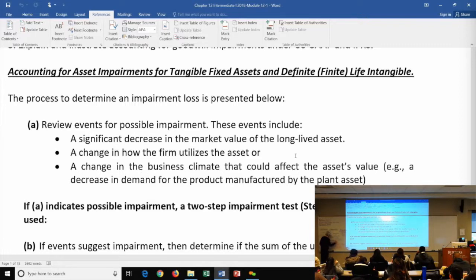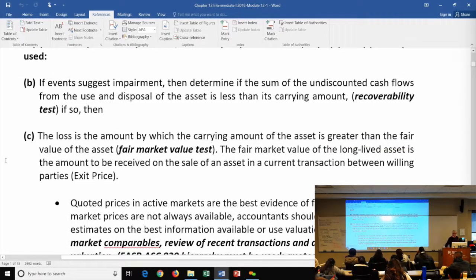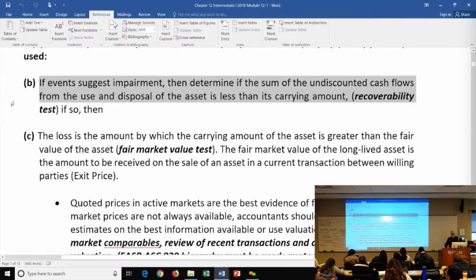But let's now just take the finite life intangibles, or the plant assets. Let's say that the impairment indicators tell us that there is a need for an impairment test. The impairment test has two steps, and we'll take a look at them now. First step is something known, and this is where, unfortunately, a lot of attention has to be paid when you read. This is not IFRS. This is not the recoverable amount, but there's something known as a recoverability test.